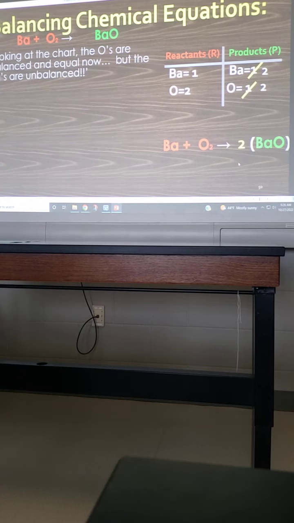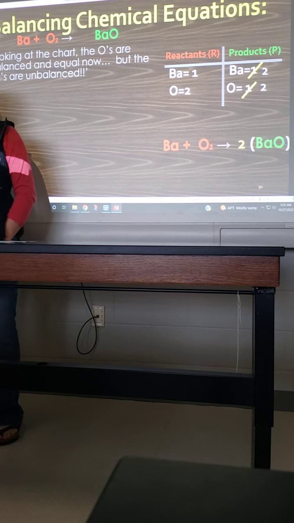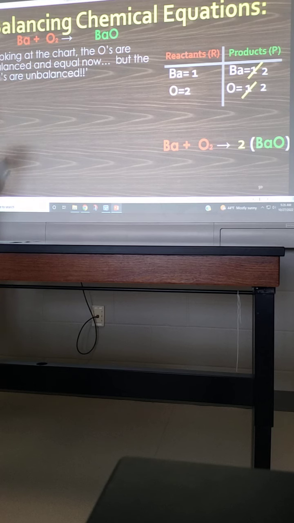All right, so now looking at the charts, my oxygens are good, they're two and two, but we've messed up our bariums. Don't panic, that's okay, that happens a lot. You fix one and it messes up another. You remember from the Brain Pop, they were saying it's kind of trial and error, like you do one thing and it messes up another and then you just keep going until everything is balanced. So as it is, it's not balanced, all right? So we have to keep going.